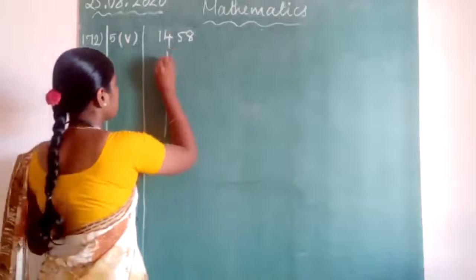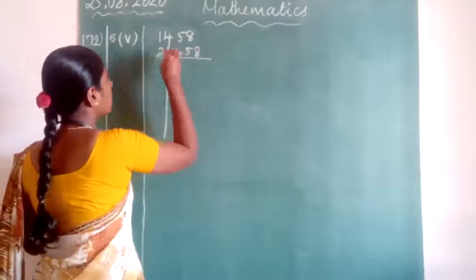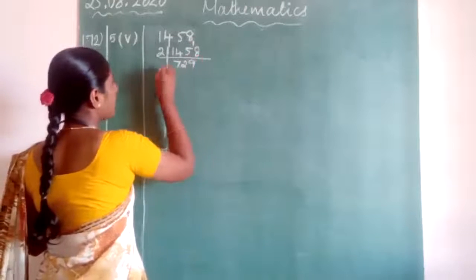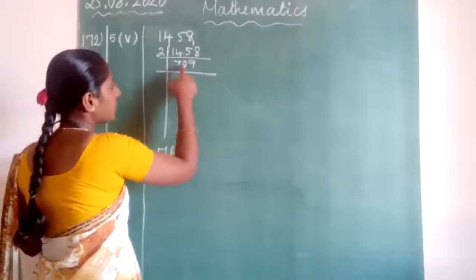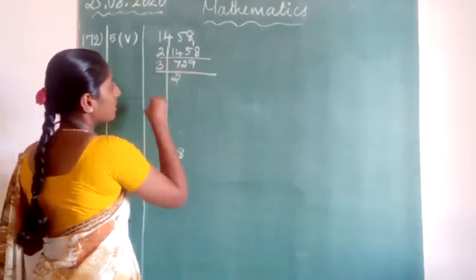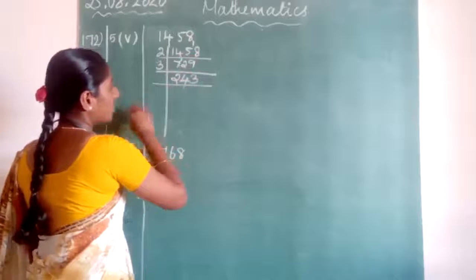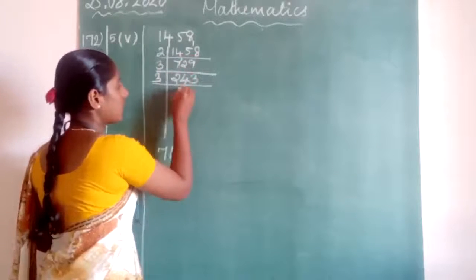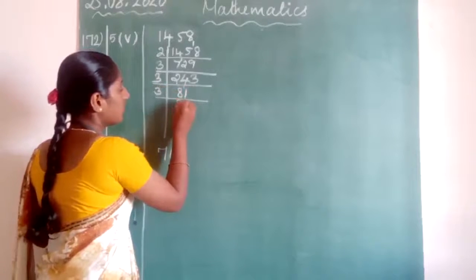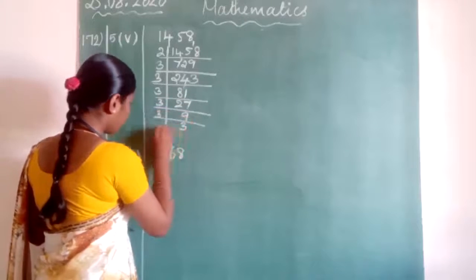Okay, now factorize this 1458. Start with 2 table, 2 7s are 14, 2 2s are 4, 1 remaining, 2 9s are 18. Okay, then will it come in 3 table? Check it. 3 2s are 6, 1 remaining, 3 4s are 12 and 3 3s are 9. Okay, now this also will come in 3 table. 3 8s are 24 and 3 1s are 3. Then 3 9s are 27. Then 3 3s are 9. Then 3 3s are 9. Then 3 1s are 3.